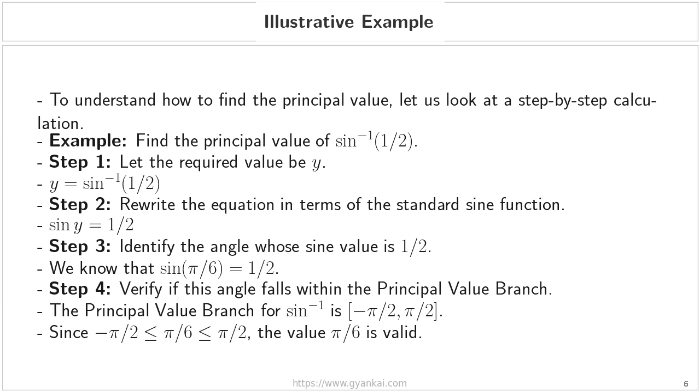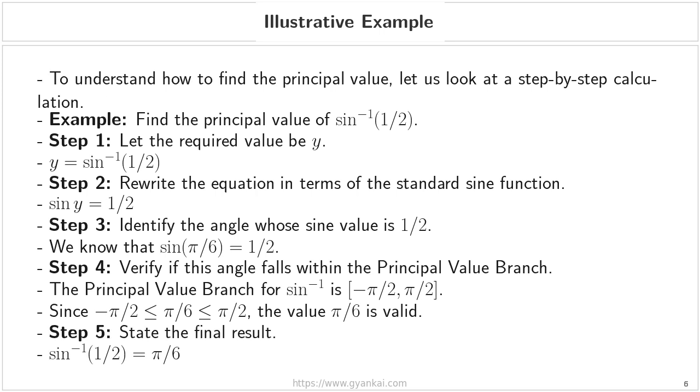Step 4 is the most critical part of the process. We must verify if this angle actually falls within the principal value branch. As we discussed in the previous slide, the range for the inverse sine function is restricted to the interval between -π/2 and π/2. Since π/6 lies between -π/2 and π/2, we can confirm that this value is valid. Finally, in step 5, we can confidently state our final result. The inverse sine of 1/2 is equal to π/6.